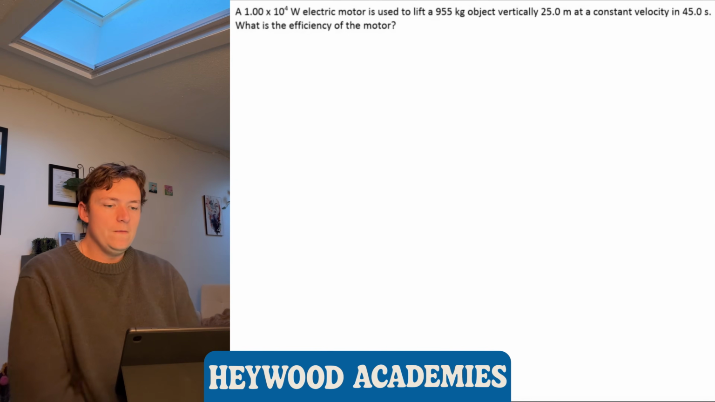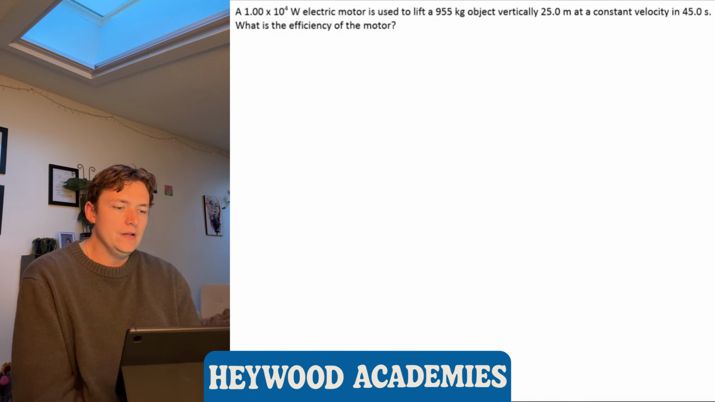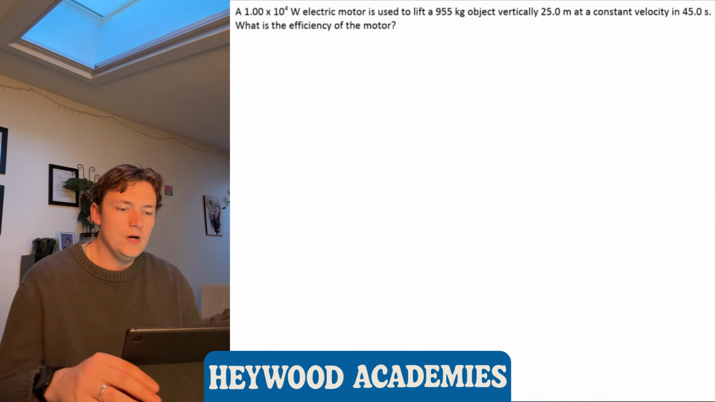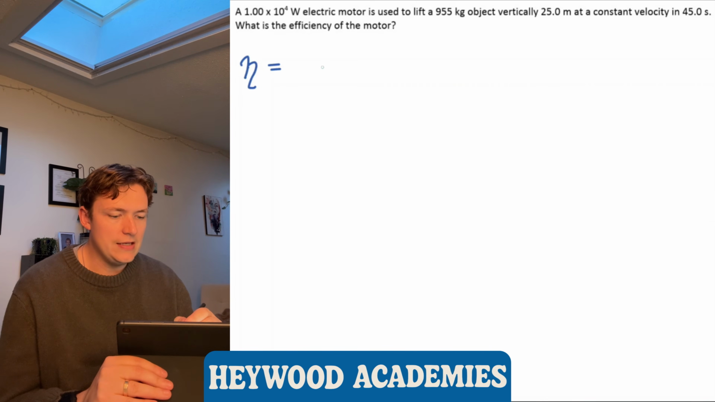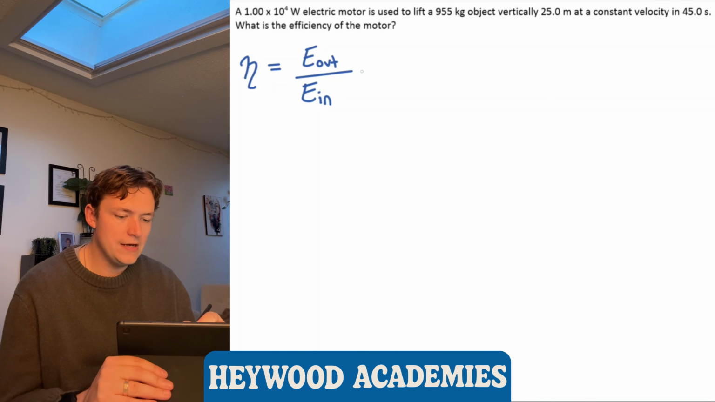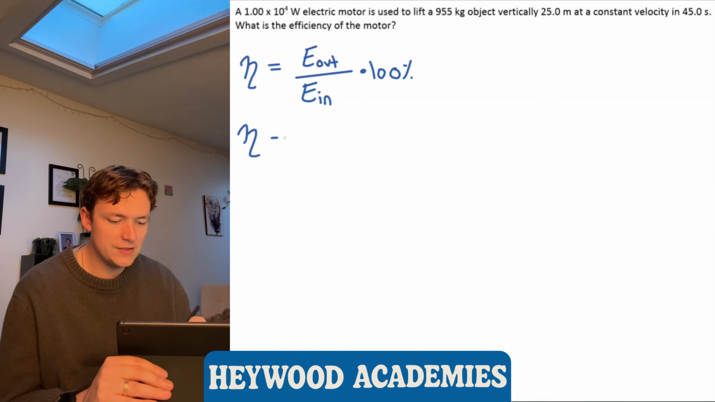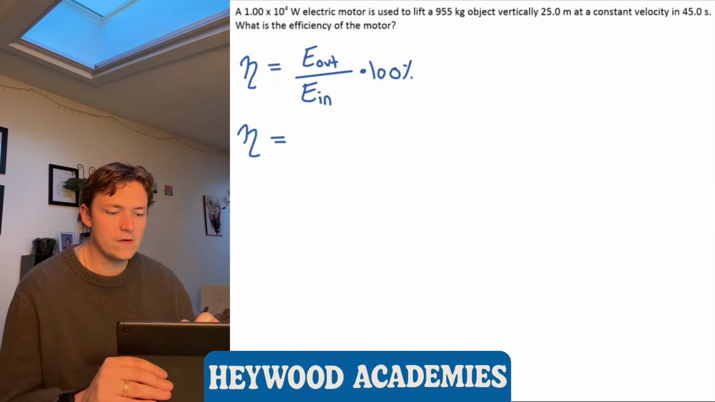A 1 times 10 to the 4 watt electric motor is used to lift a 955 kilogram object vertically 25 meters at constant velocity in 45 seconds. What is the efficiency of the motor? Okay, so let's start with our efficiency equation again. Let's say that that's going to be energy out over energy in. We can do this as power out over power in, or energy out over energy in, and both will give us the efficiency. So you can set it up depending on what is more convenient for your question.